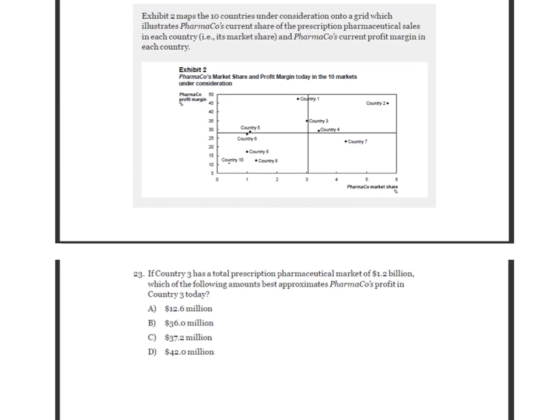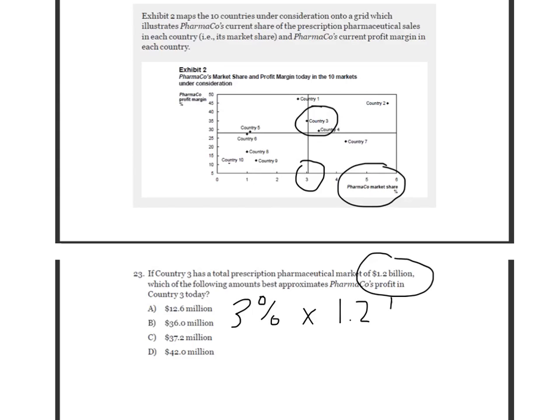You are told that the total market sales in country 3 are $1.2 billion. And you can see from the graph that Pharmaco's market share in country 3 is around 3%. Using the formula above, you can get directly that Pharmaco's revenues are 3% times 1.2 billion, which is equal to 36 million.